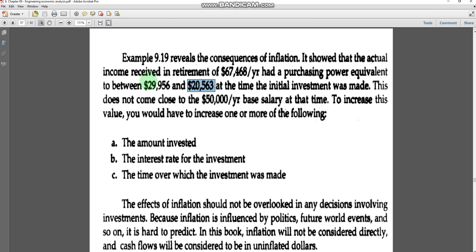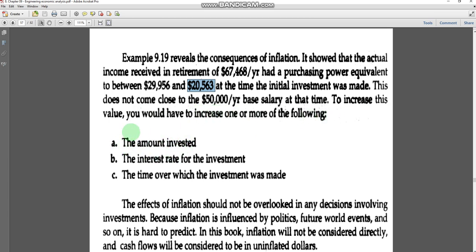Okay, so when you include the inflation, after 20 and 40 years, 40 and 60 years, the value you would be getting would not be enough to buy something worth $50,000 per year. Okay, so there is a clear, maybe more than 40 to 50% depreciation of the purchasing value of that cash. Okay, to increase this value, you would have to increase one or more of the following.